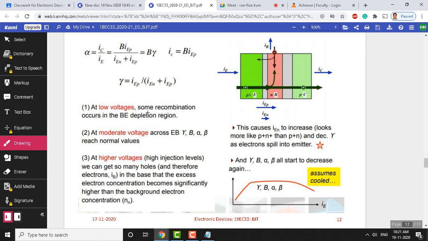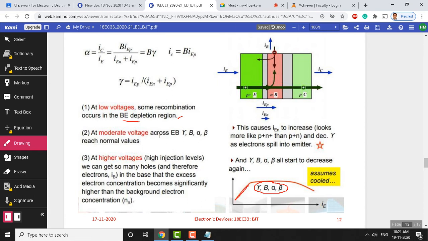At low voltage, if you observe this graph, all these parameters we have seen are called BJT parameters. Gamma is the injection efficiency, B is the base transport factor, alpha is the current transfer ratio, beta is the amplification factor. At lower voltages, some recombination occurs in the base-emitter depletion region, so all these values are very small. Therefore, the gain is very small at lower voltages.